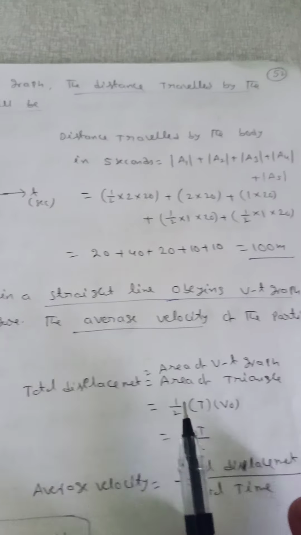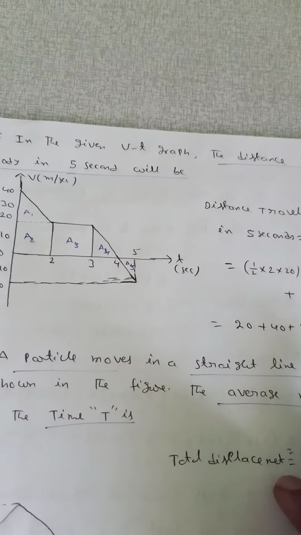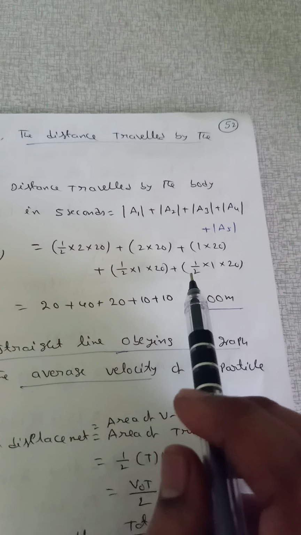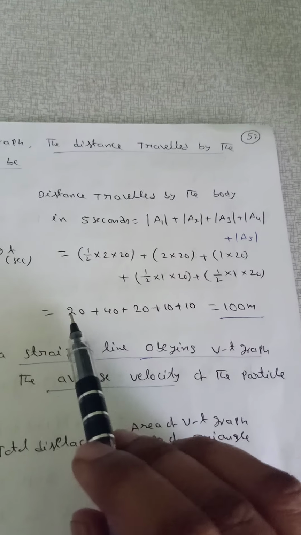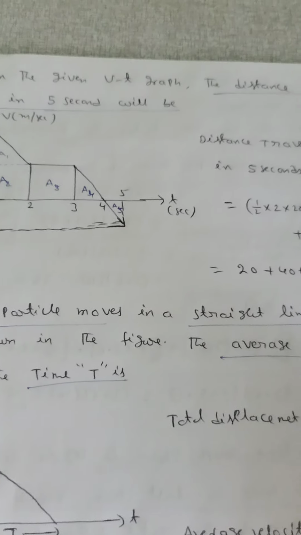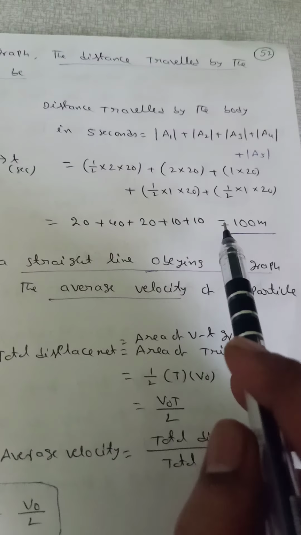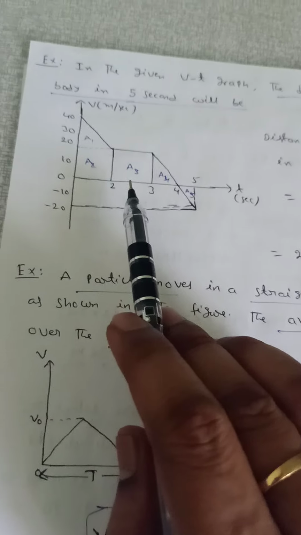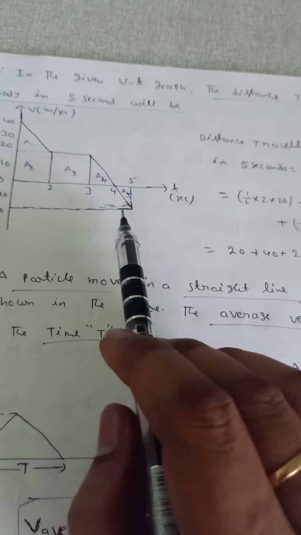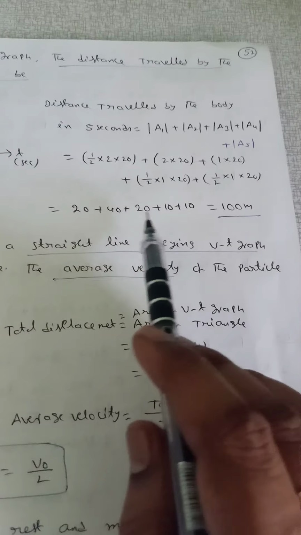The simplification gives 100 meter. Suppose in this problem we find the displacement of the body in 5 seconds. That means A5 will be negative, and the answer is 80 meter. In this problem, the distance traveled by the body in 5 seconds will be 100 meter. To find the displacement of the body in 5 seconds, A5 will be negative, and the answer is 80 meter.